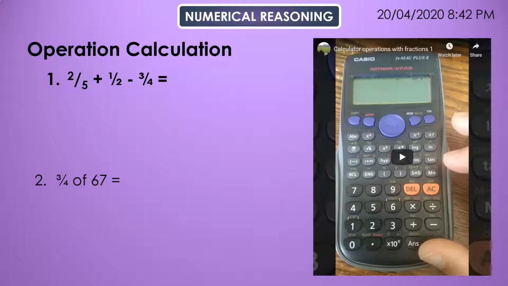So really simply looking at these calculations where you're adding three fractions together and looking at finding a fraction of a number. The key thing that we need to remember is that of just means times. So whenever you see the word of, it's just 3/4 times 67. So there's a video that follows this as well.